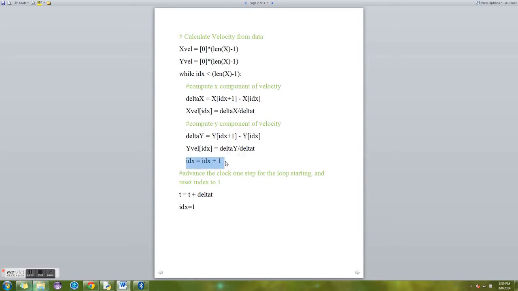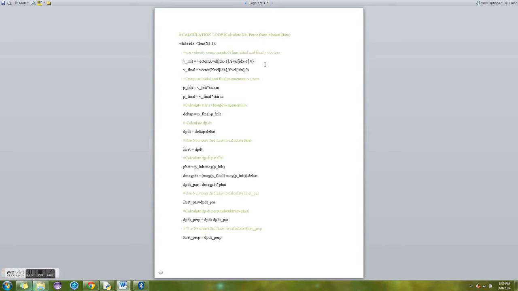And at the end of the loop, we increase the index, and after the loop is over, we reset the index to 1, and the time to the change in time, because we are starting at position 1 at the beginning of our next calculation loop. So, for our calculation loop, we have our v initial and v final, which we get by creating a vector from a pair of x and y velocities from our two previous arrays we just created.